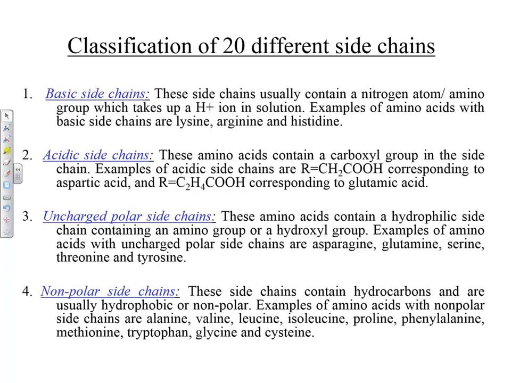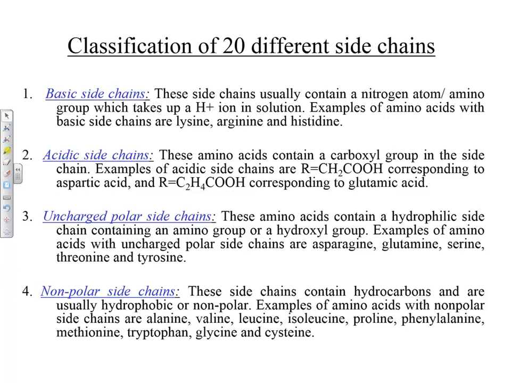Then you can have acidic side chains, where in the side chain you will have another carboxyl group. An example of an acidic side chain is if R is CH2COOH, so you can see this is a carboxylic acid. Then you have what is called aspartic acid. It's an amino acid, but it's called aspartic acid or aspartate. Another example is if you have R equal to C2H4COOH, then this particular amino acid is called glutamic acid or glutamate.